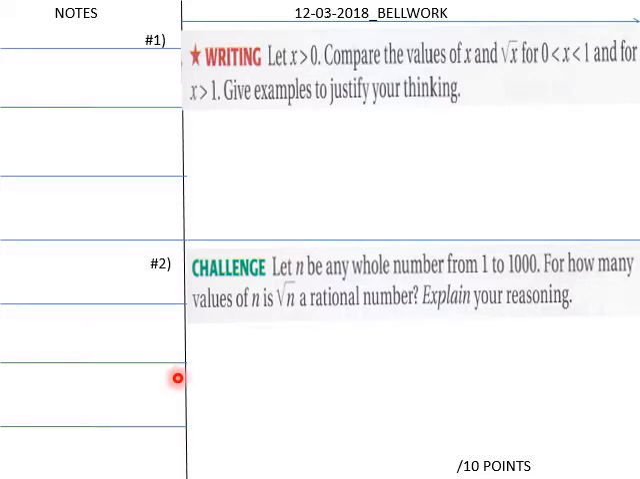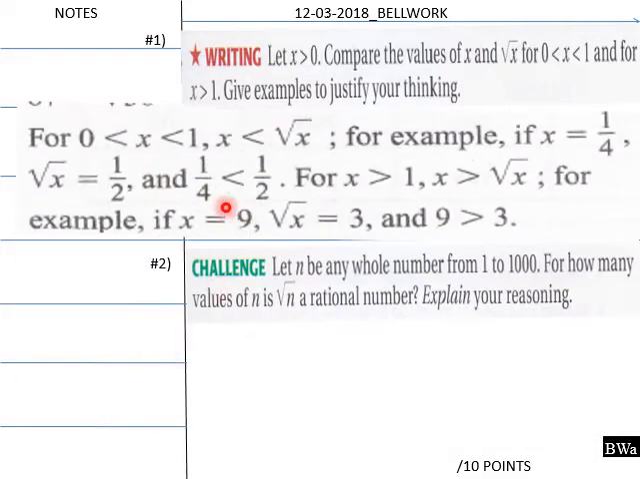Welcome back. For solutions to your bell work, here is a solution, and then here's an explanation of it. Square root of x equals 1/2, and 1/4 is less than 1/2. And then for x greater than 1, for example, if x is equal to 9, then square root of x is 3, and 9 would be greater than 3. That'd be a good response there.